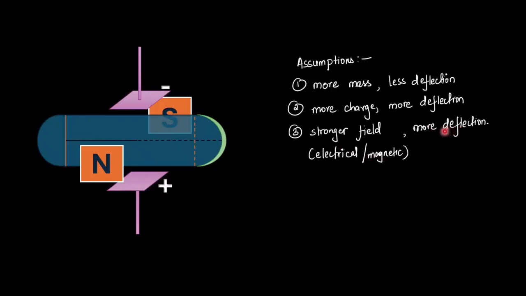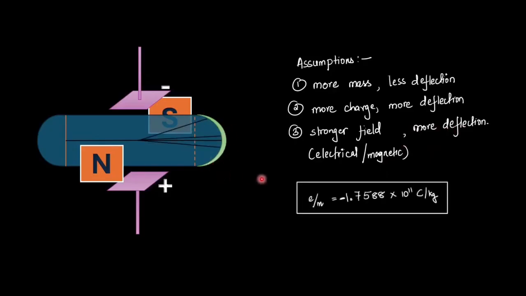Upon careful observation of the deflection showed in various experiments, he concluded that the charge to mass ratio of cathode rays or electrons was minus 1.7588 × 10^11 coulomb per kg. The very large value of e/m ratio told us that electrons are extremely small and their masses were negligible in comparison to mass of atom.